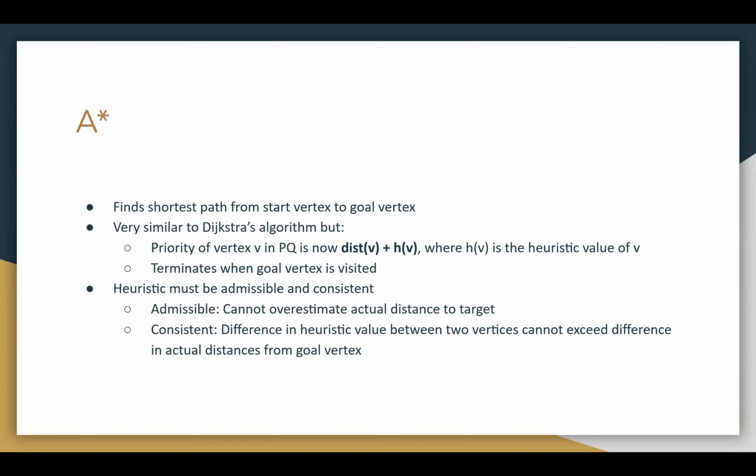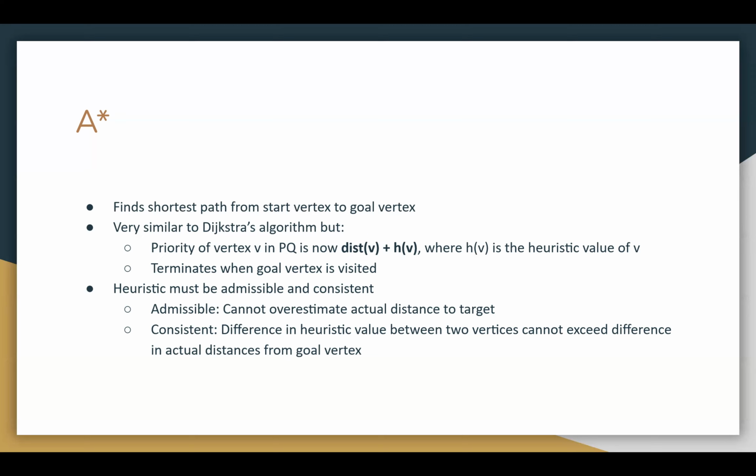And now when we're looking at vertices in our fringe, instead of putting in just their distance, we now put in the sum of their distance and the heuristic value. And when we're going through our A-star search, once we reach our goal vertex, then we know we are done. We no longer need to go through any more edges or vertices in our graph. Now, in order for A-star to return a correct path through our graph, there are 2 requirements that our heuristic must meet. First of all, our heuristic must be admissible.